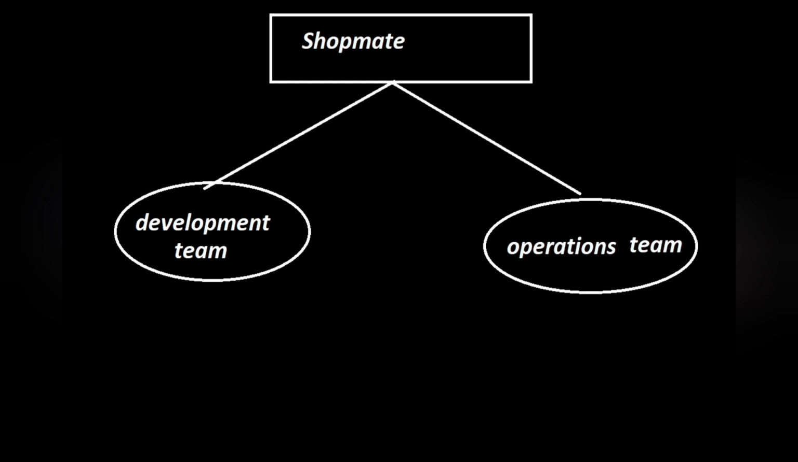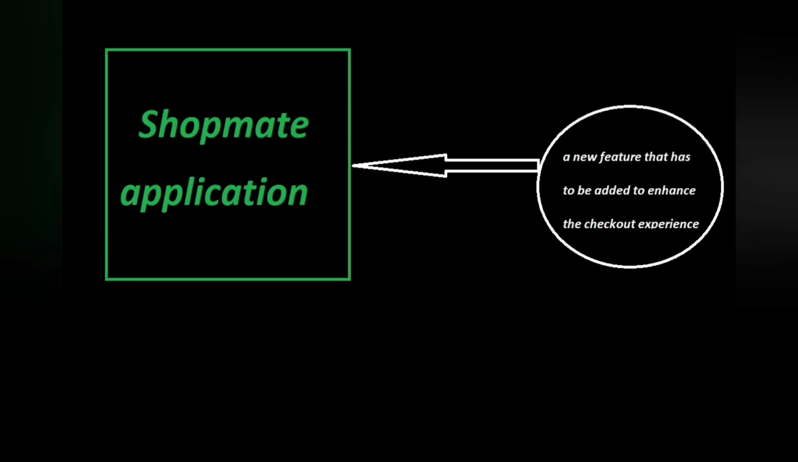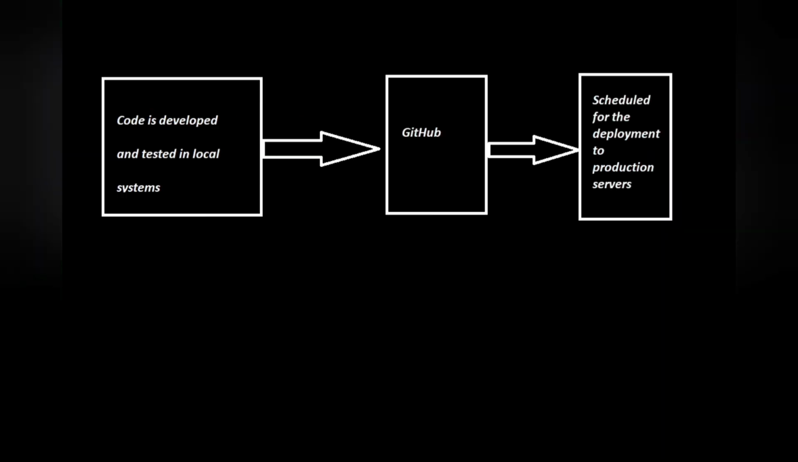Now let us understand the DevOps implementation with an example of deploying a new feature into a large e-commerce platform. Imagine there is an e-commerce platform, ShopMate, which has a development team and an operations team. The development team at ShopMate has been working on a new feature to enhance the checkout experience by integrating a new payment gateway. After the code was developed and tested on the local systems, the code is pushed to GitHub and is scheduled for deployment on the production servers.